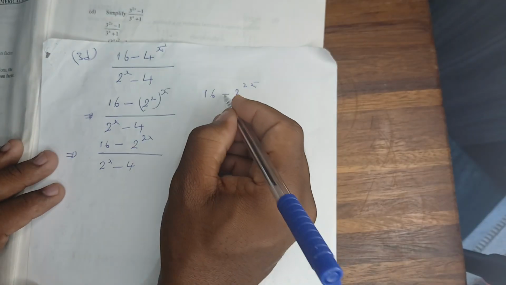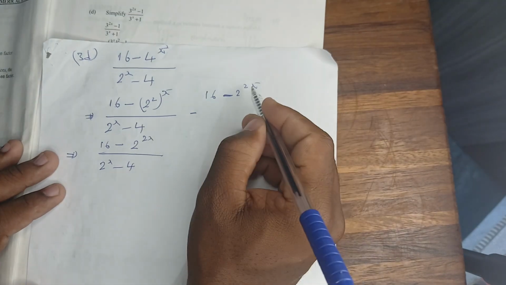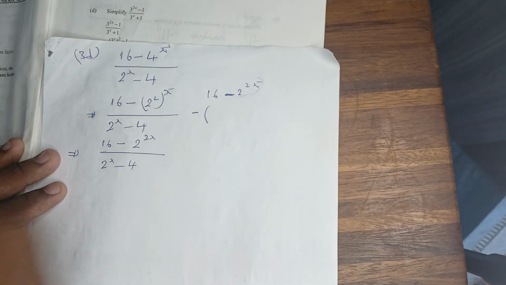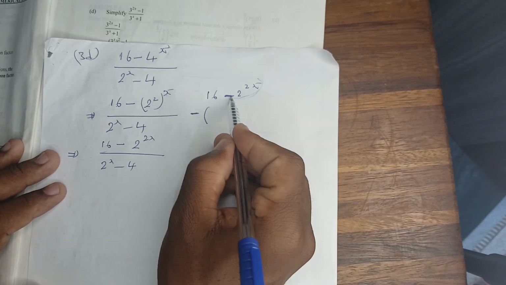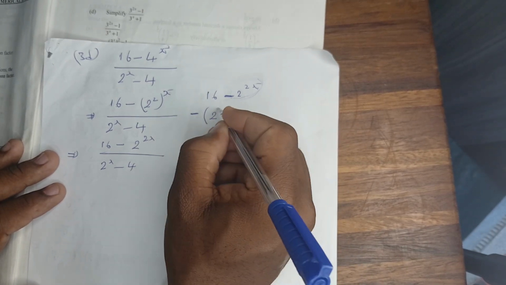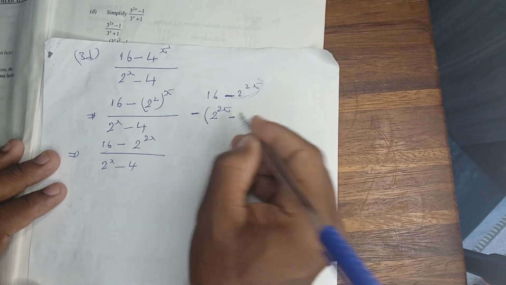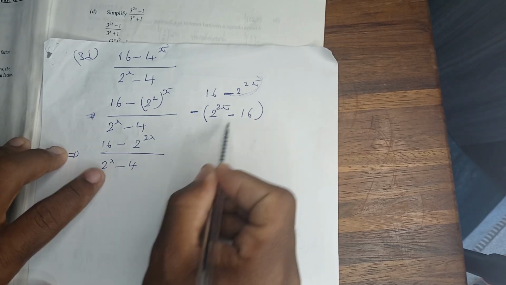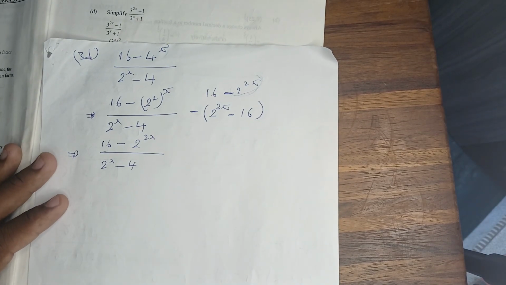So what I'm going to do, I'm going to take out a negative as my common factor. Why? I want this base here to be positive, so I'm going to take out a negative and open a bracket. A negative by a negative is going to be a positive 2 to the exponent 2x, like this. Then a negative by a positive is going to be a negative 16, like this. So I want it to be in the same way, so that you are going to cancel correctly.